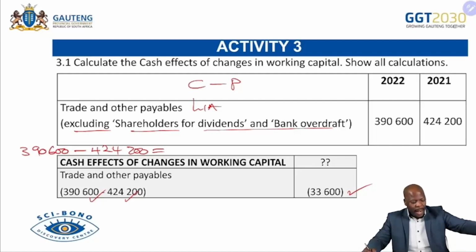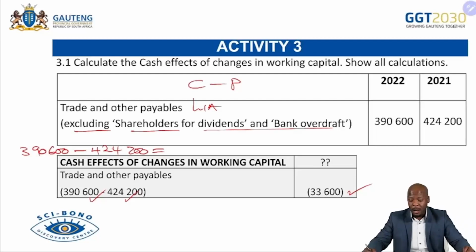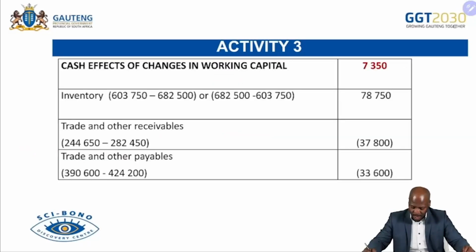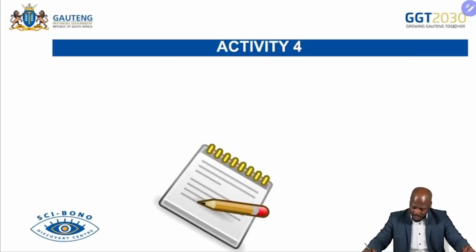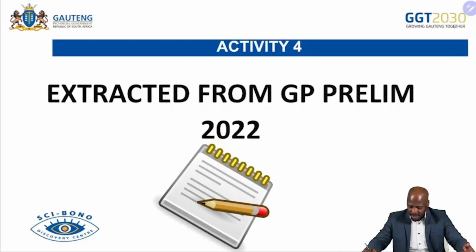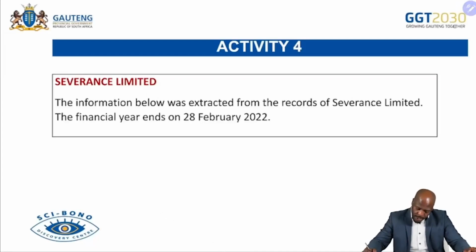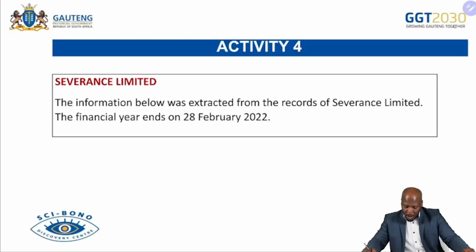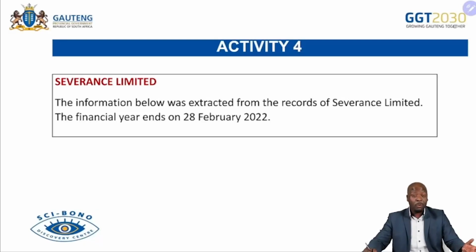All right. So I have an interesting question for you here from the Gauteng province. Here we go. Here is the Gauteng prelim for the year 2022. Okay, stay tuned. I want to show you a few tricks that were in this particular paper. Now, it says Severance Limited. The information below was extracted from the records of Severance Limited. The financial year ends on the 20th of February.